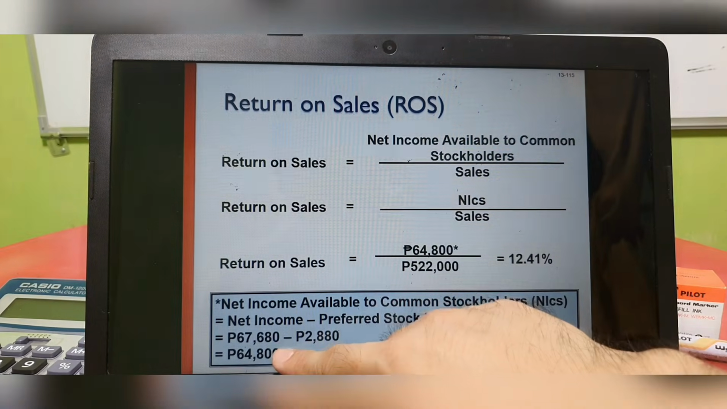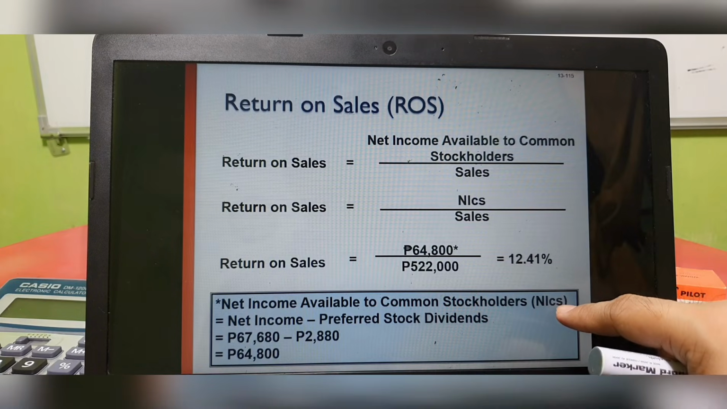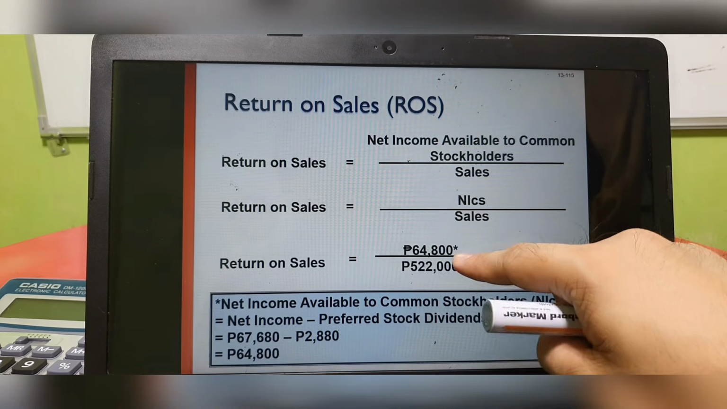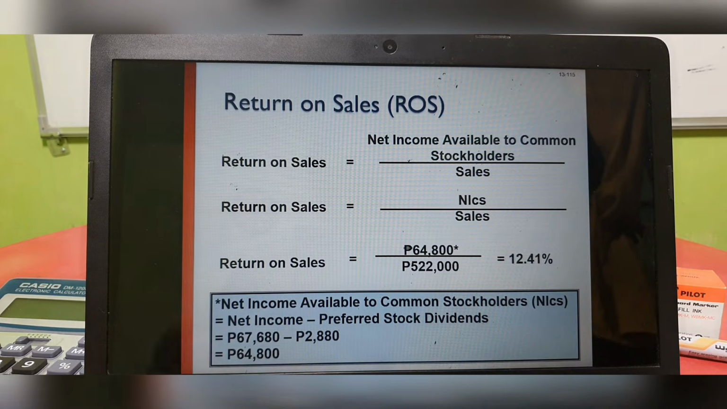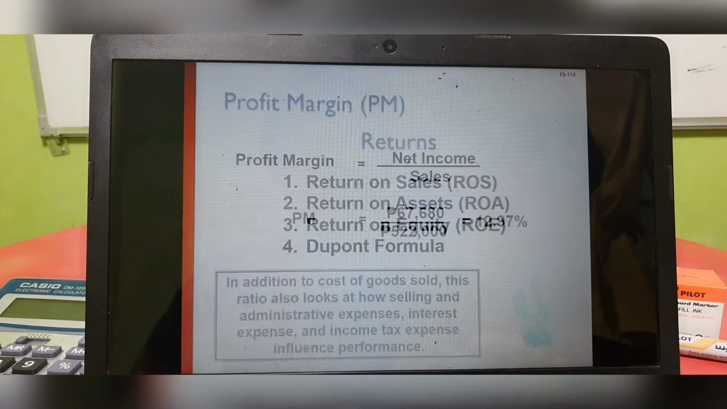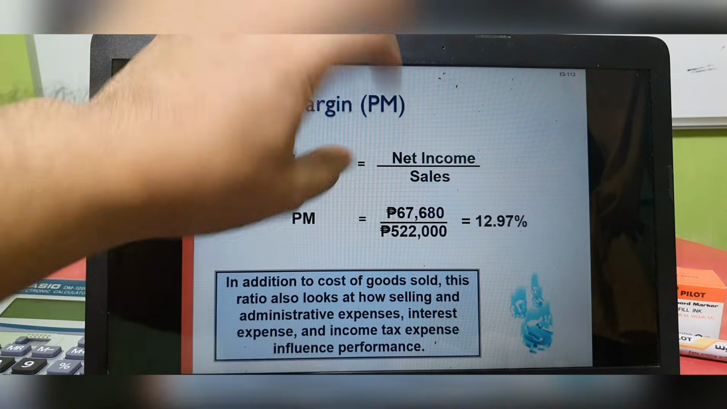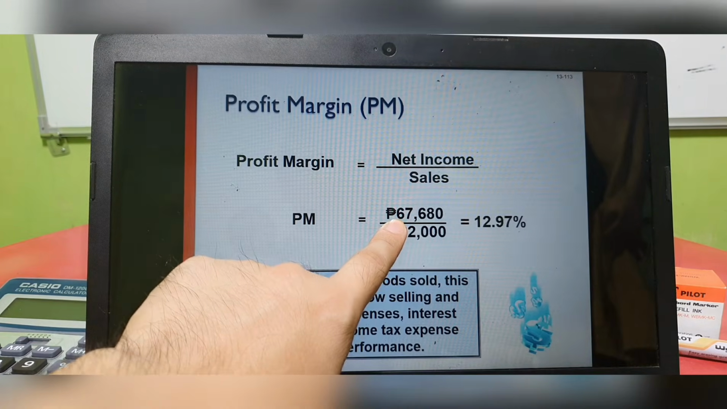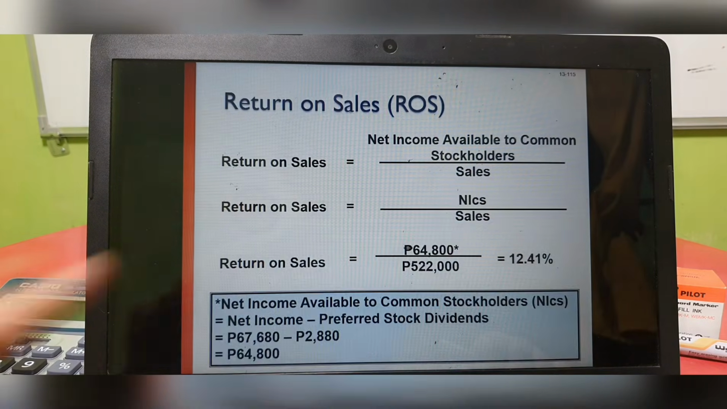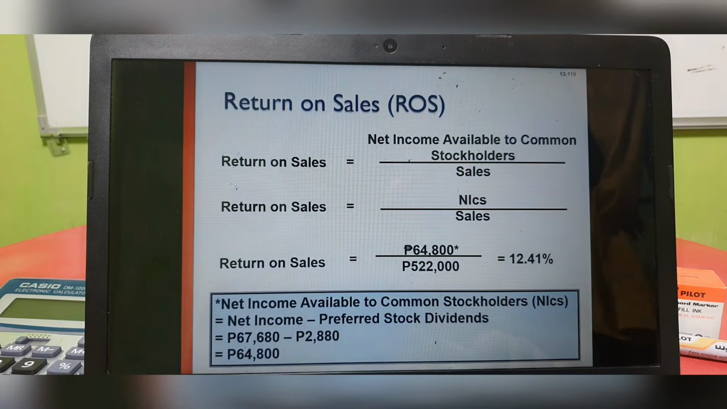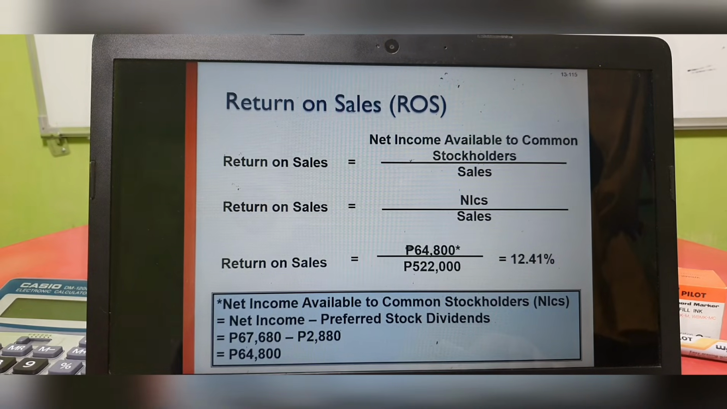Kaya naman, ang net income available to common stockholders or what I call as NICS would be 64,800. Divided by the sales, 12.41%. Magkamukha lang halos sila ni profit margin except for ito ay you have to deduct the preferred stock dividends pa. 12.97 si profit margin, 12.41 si return on sales. Pero kapag walang preferred stocks, equal lang ang profit margin at saka return on sales. Let's move to the next return.